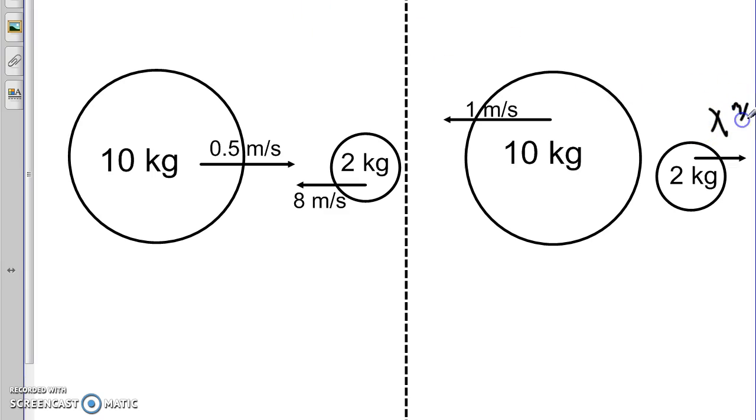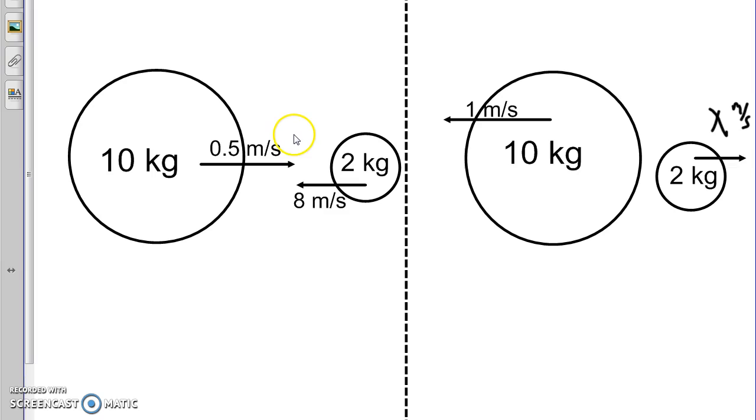Alright, so what we have here is a system. There are two objects, a 10 kilogram object and a 2 kilogram object. And we're going to assume that this is a perfectly elastic collision. Now, in an elastic collision, they bounce off each other, so there's no energy lost. The momentum will be conserved, and there's no energy lost here in this system.